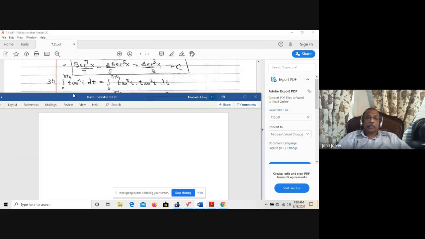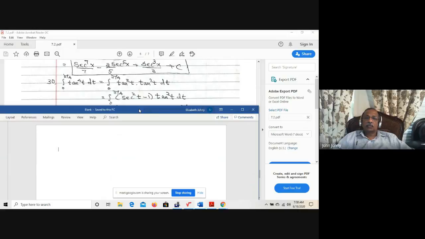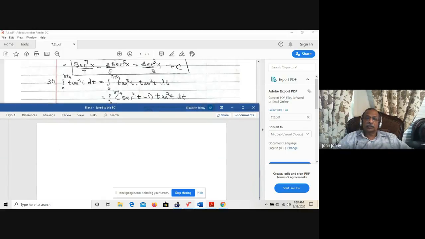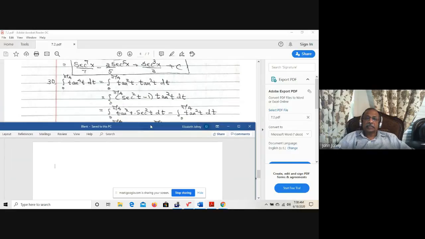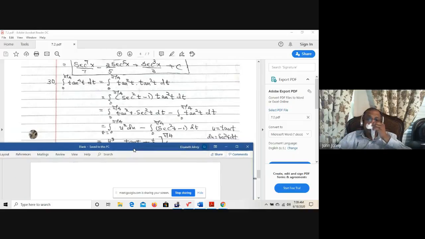Okay, so tan to the 4 t dt. You write it as tan square t times tan square t and replace one of the tan square t. So this becomes secant square t minus 1 times tan square t dt. Tan square t times secant square t dt minus integral tan square t dt. This is u square du, where u is equal to tan t.